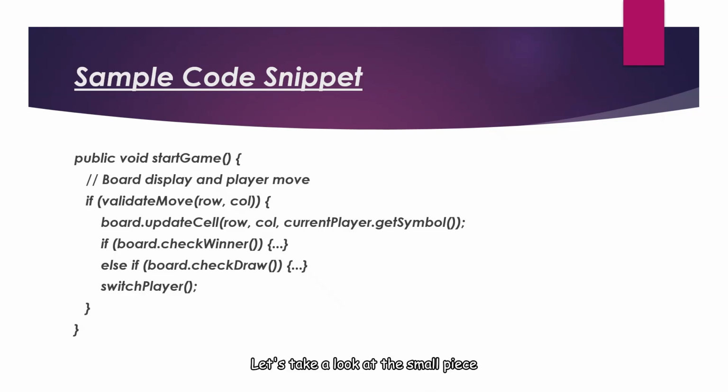Let's take a look at a small piece of sample code from the game class, specifically the startGame method. This method initializes the game by creating the board and starting the game loop. We display the board and alternate between players, ensuring that each move is validated. After every move, we check for a winner or a draw. If a winner is found, the game ends and the winning player is announced. If no winner is found and the board is full, the game is a draw.